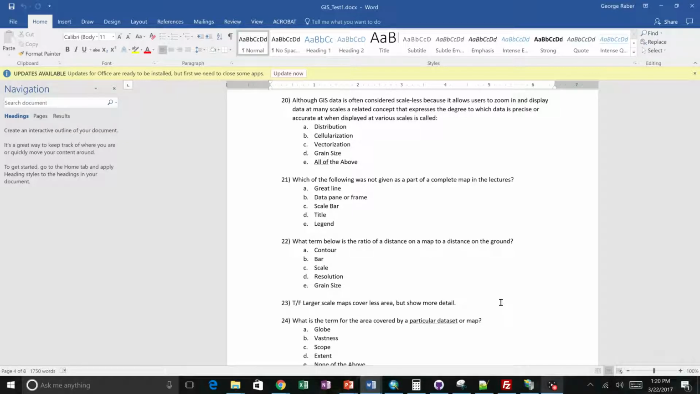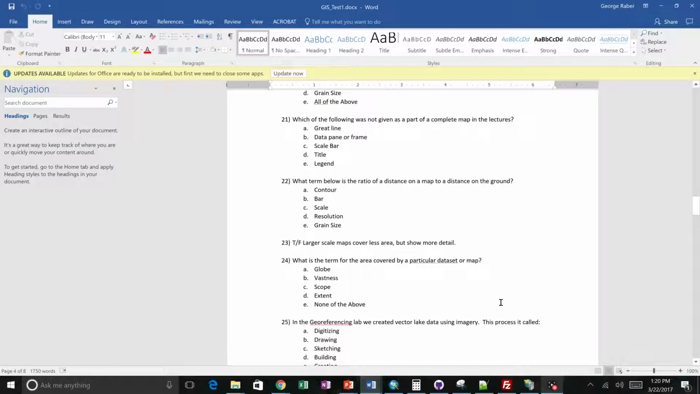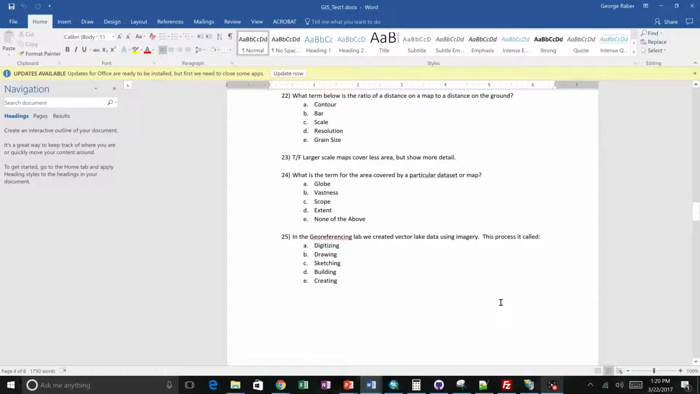Number 21, which of the following was not given as part of a complete map in the lecture? And so the answer there was A, grid line. The other ones were all there. Which term below is the ratio of a distance on the map to a distance on the ground? And that answer is scale, the ratio of distance on the map to distance on the ground.